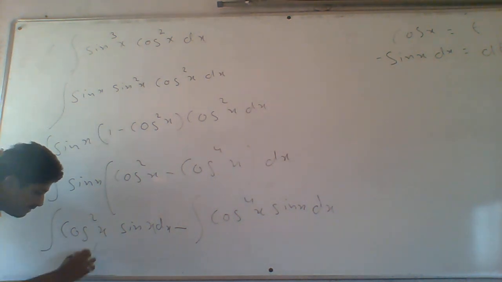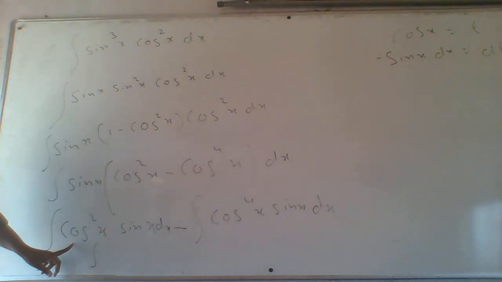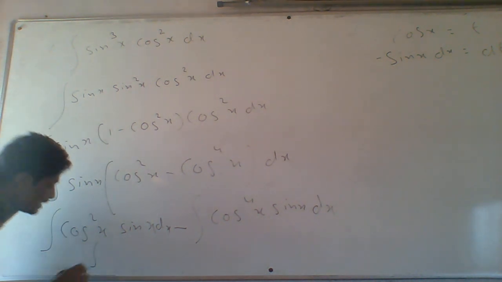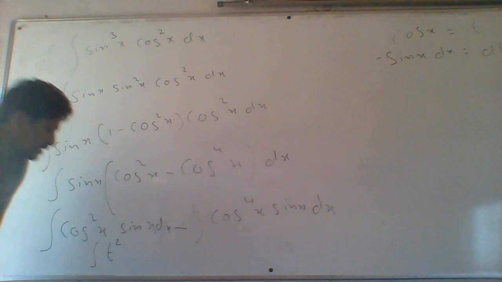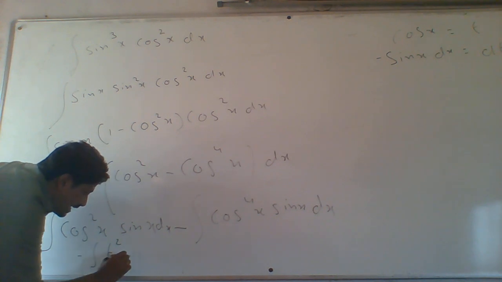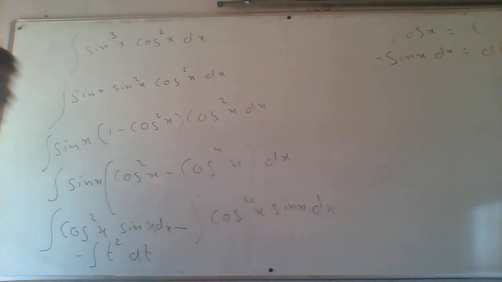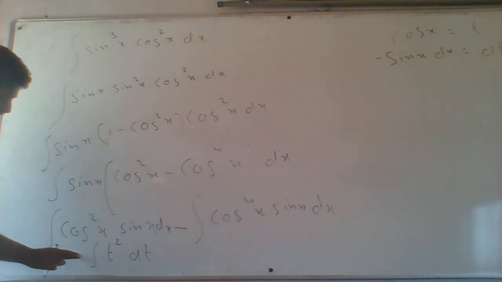See carefully, I am converting the given function in terms of t. In place of cos x we can put t, so t square. In the place of sin x dx, it equals minus dt. I was taking minus common. Be careful, sin x dx equals minus dt.